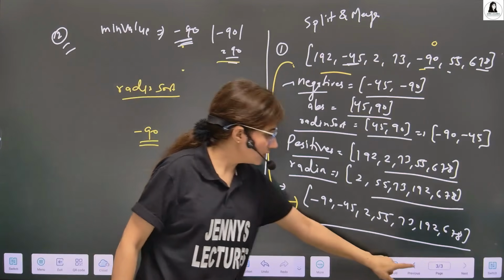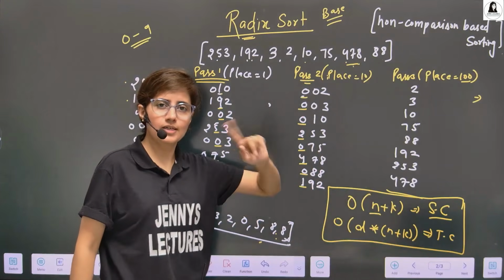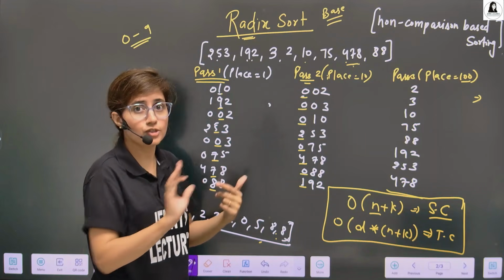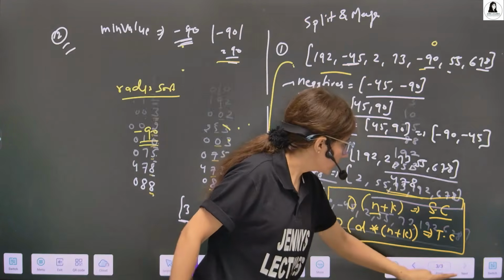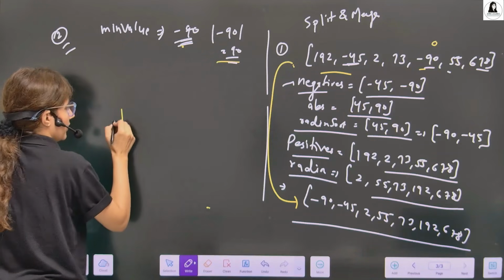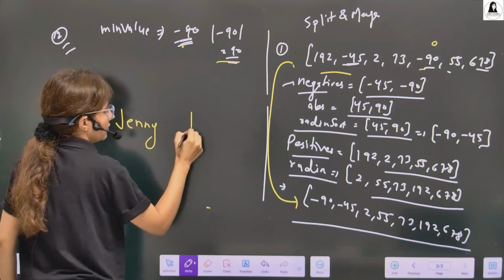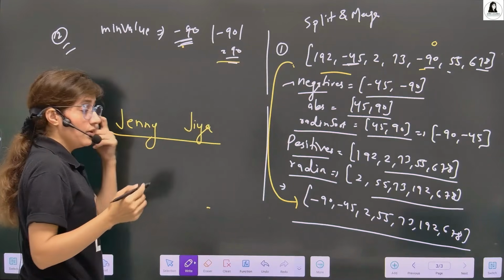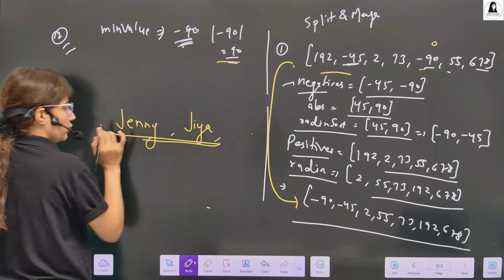So the standard radix sort we can apply only on positive integers. No, we can't apply this on floating point numbers as well. Yes, on strings we can apply this. How? See, if we have strings, suppose I have these two names. I have my name, Jenny, and the second name is Gia. Or many names could be there, but let's suppose you have only two names.